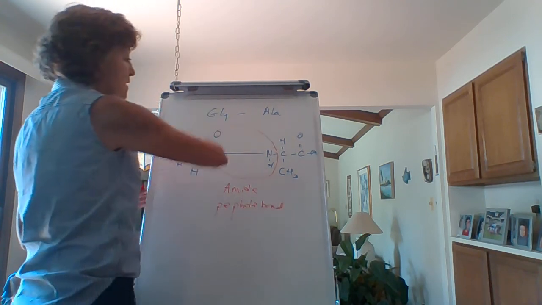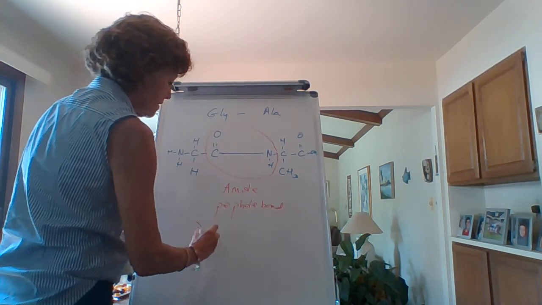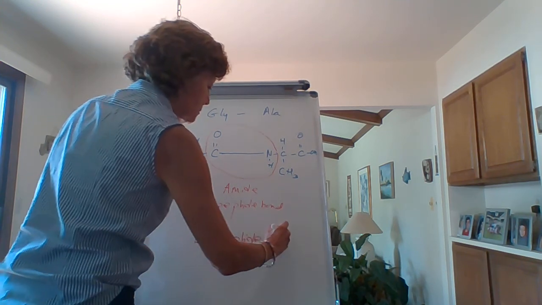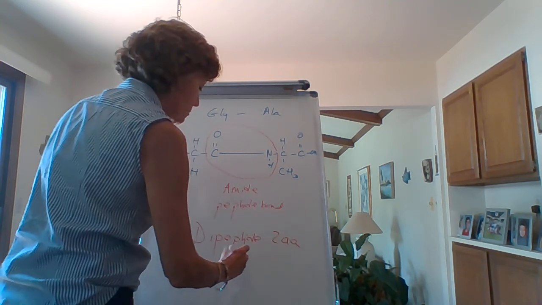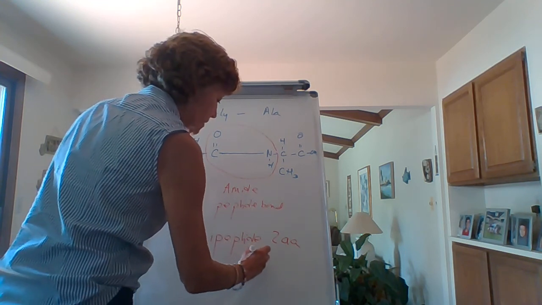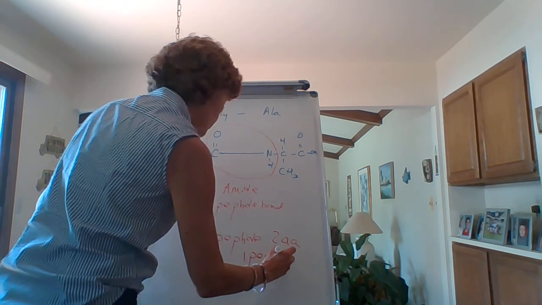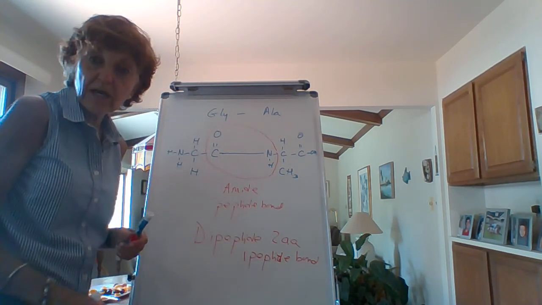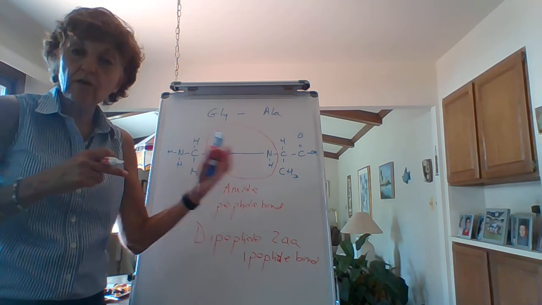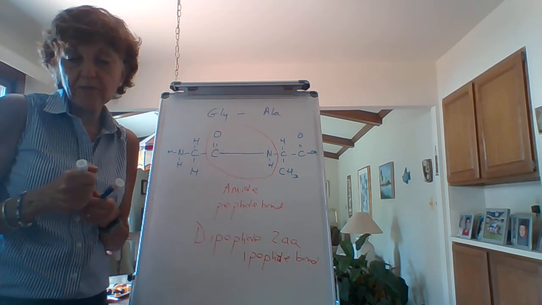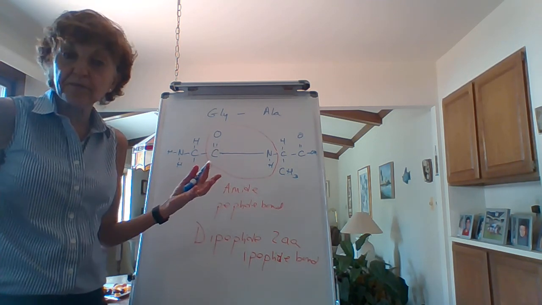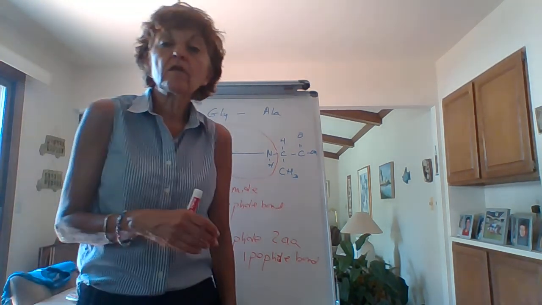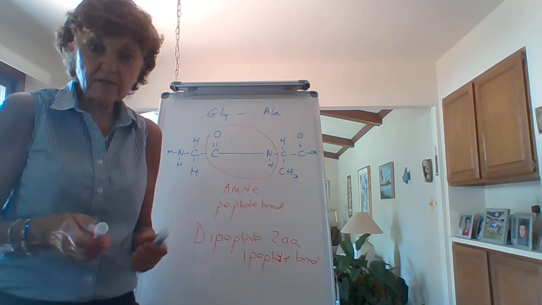What we just did was we created a dipeptide. A dipeptide is made up of 2 amino acids and they are bonded together by 1 peptide bond. If I did a tripeptide, it would be 3 amino acids and they're bonded together by 2 peptide bonds. If I did a pentapeptide, that's 5 amino acids and they're bonded together with 4 peptide bonds.